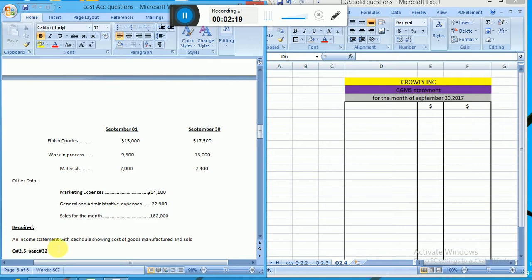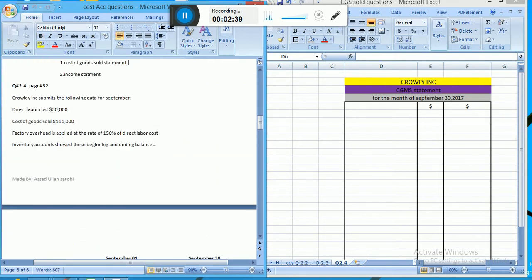What is the requirement of this question? An income statement with the schedule showing cost of goods manufactured and sold. So first we will find out the cost of goods manufactured and sold, and then we will prepare the income statement. But if we look at the question data, CGS, cost of goods sold, is given directly, $111,000.